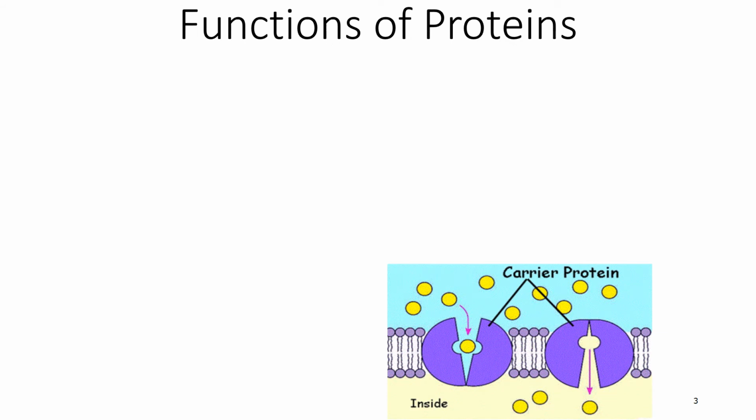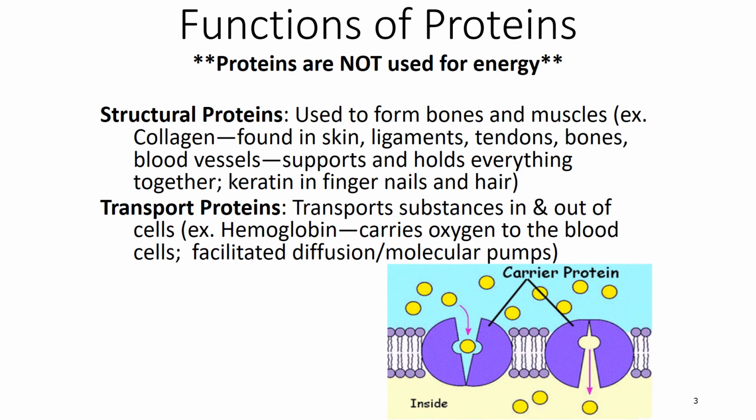So more functions of proteins. They can be structural. What I mean by structural is they help our body keep its structure, or any living thing, a cell, keep its structure. So they form bones and muscles. They form our ligaments. They form our blood vessels. They form our skin, keratin in our fingernails. Almost all of us, all the parts of us are made up of proteins.